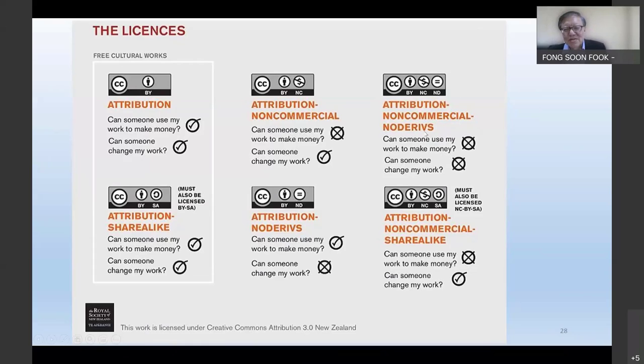Okay. So same thing. This is what we were saying just now. Can someone change my work? If you see this, tak boleh. Can someone use my work to make money? Non-derivative. You see, there's non-commercialization here. Boleh. If you don't want people to make money, make sure that you have NC, non-commercialization. So, cannot make money.